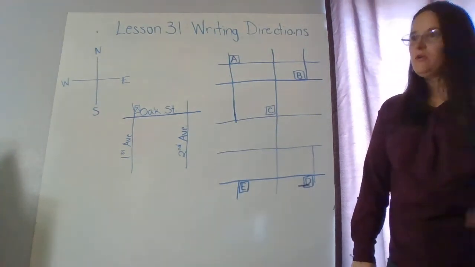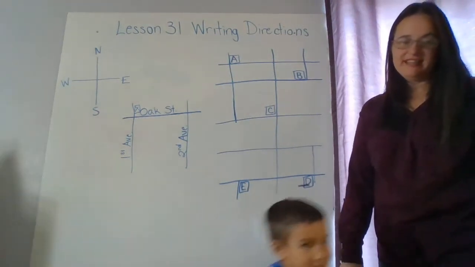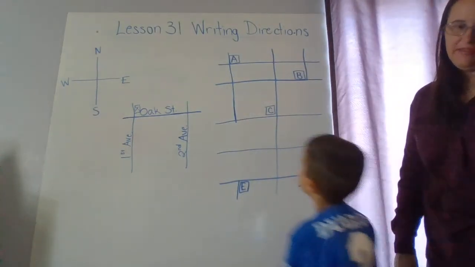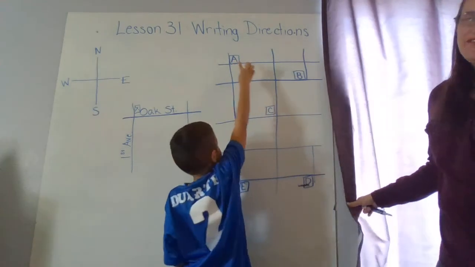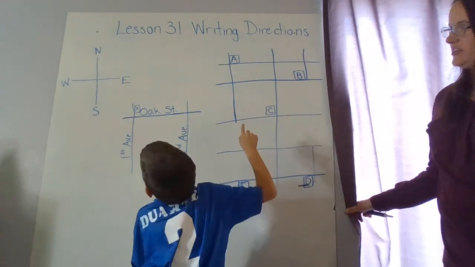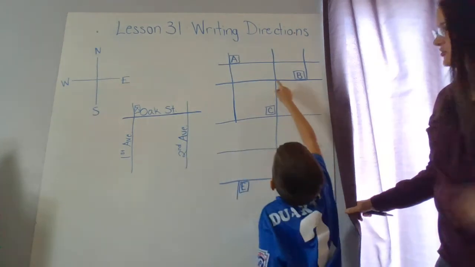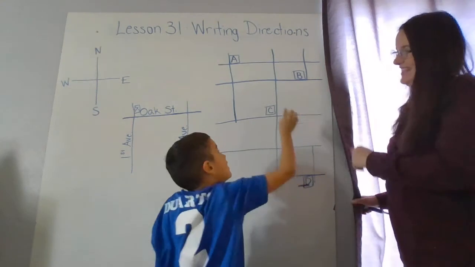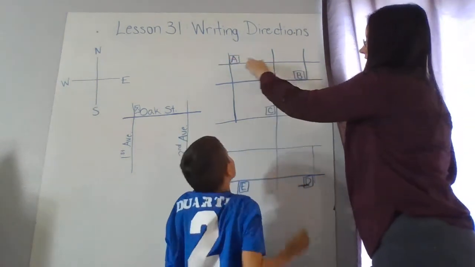Okay, so we're going to do the example in the book. It says start at A. So with your finger, go ahead and point to A on the map. Travel east 1 block. So which direction is east? Just 1 block though. So from A, where are you going to go? So this is 1 block.